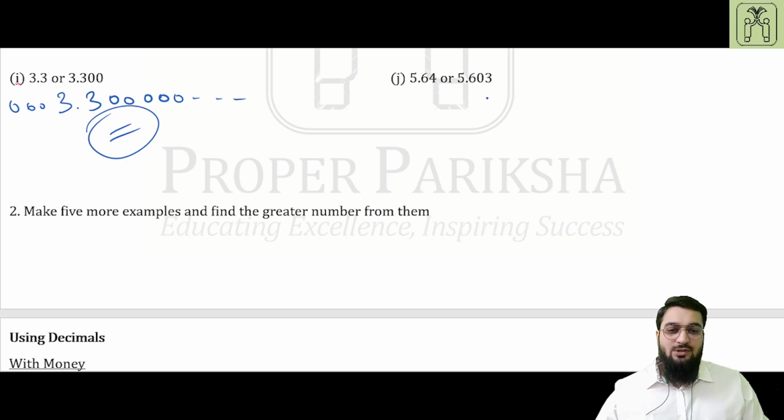5.64 and 5.603, that is part J. So 5.64 and 5.603, to make them look similar, we will add a 0 and then we will start comparing. So this is the same and then we'll reach this one. So 4 and 0, the 4 is greater than 0 and therefore 5.64 is greater than 5.603.